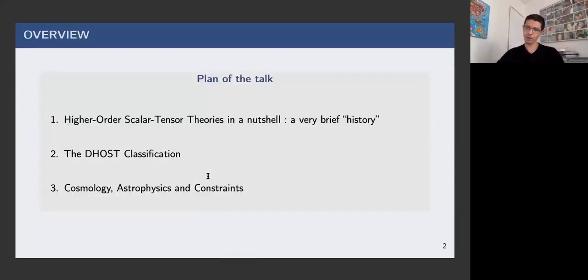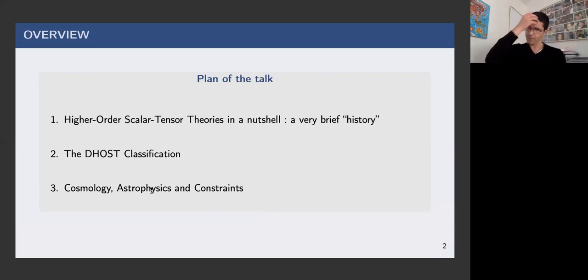Okay, so the plan of the talk is the following. I will start in the first part with a review on scalar tensor theories and what we call higher order scalar tensor theories. Then in the second part, I will tell you about this DHOST classification. Those theories, to date, provide the most general class of physically viable scalar tensor theories, where the gravitons come with only one extra degree of freedom, which is a scalar. I will also discuss the phenomenology of these theories, especially their application to cosmology, and if I have some time, also to astrophysics.